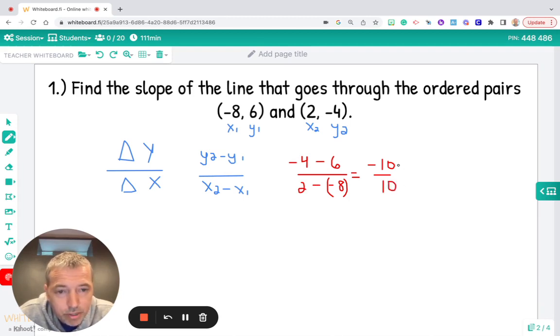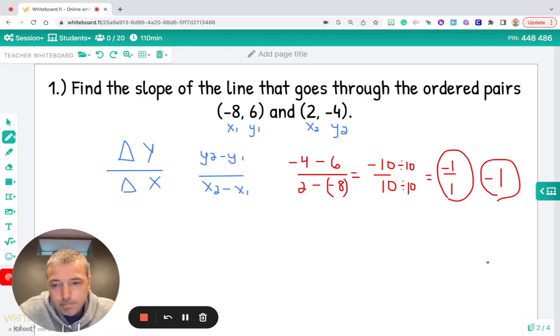Well, let's simplify this. 10 goes into both numbers, so divide them both by 10. I get -1 over 1. So that's my slope, or another way to write that would be just -1. This is how these slope problems are going to look. Hope that helps.